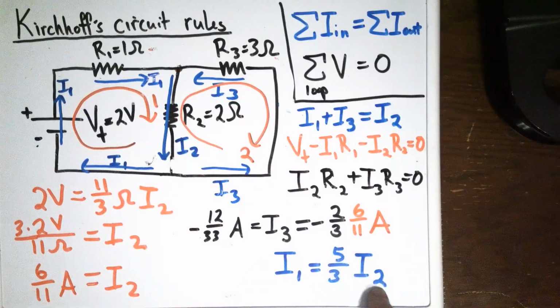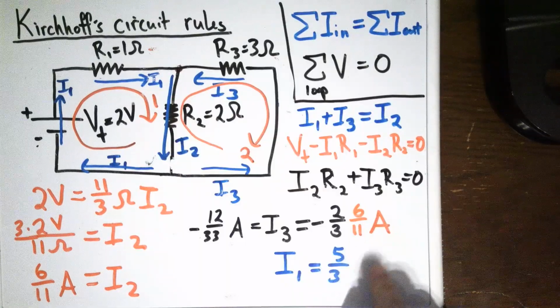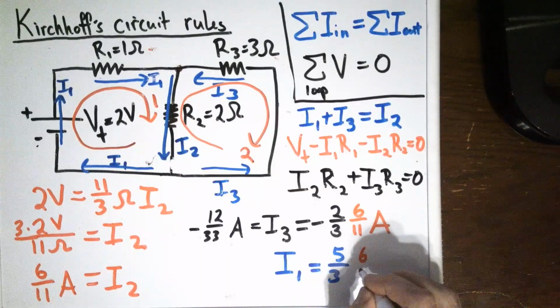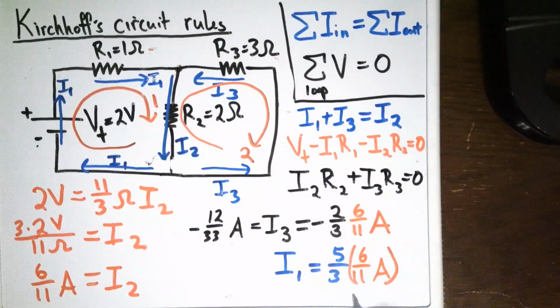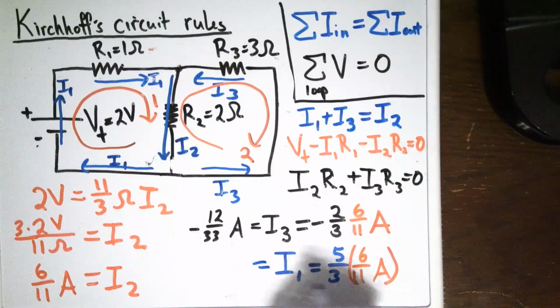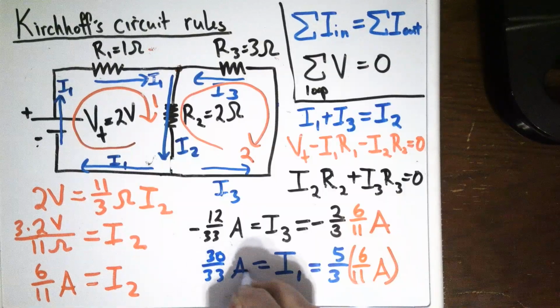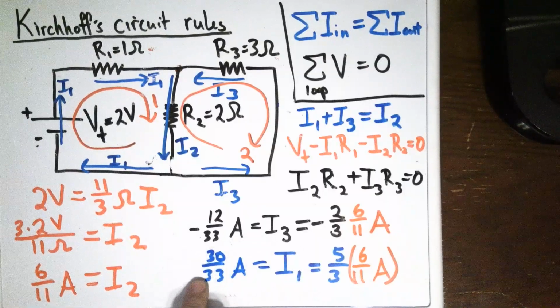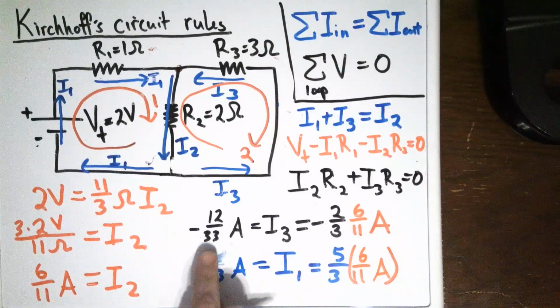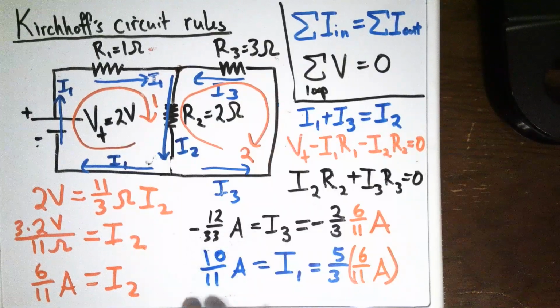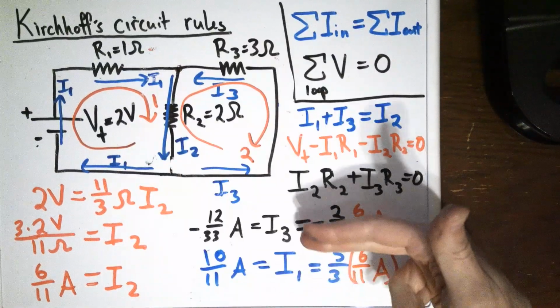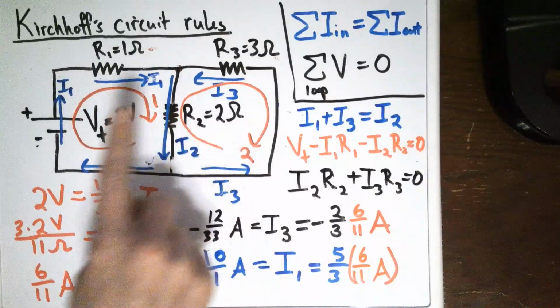All right, now let's figure out what current 1 is. It is 5/3 of current 2. So I'm going to plug in for current 2. There we go, and so I will get 5 times 6 is 30, 3 times 11 is 33 amps. So current 1 is 30 over 33 amps, or if we simplify it a bit, 10 over 11 amps. So those are all the currents going through. So there we go. Now we've solved. We know exactly how much current is going through each of these resistors.